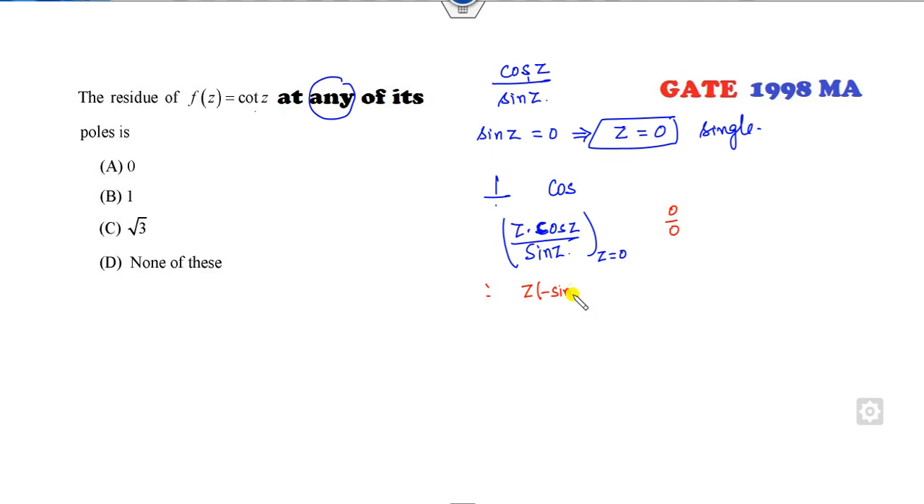It's sin z plus cos z divided by cos z. So what is the derivative? What is the value at z equal to 0? Cos 0 is 1, this is 0, cos 0 is 1. So the right answer is 1, which is the correct answer of this problem.